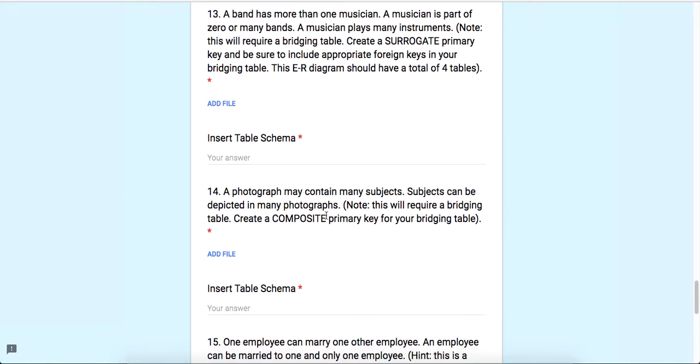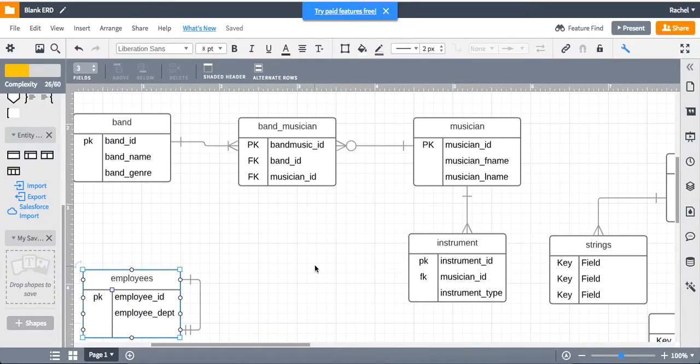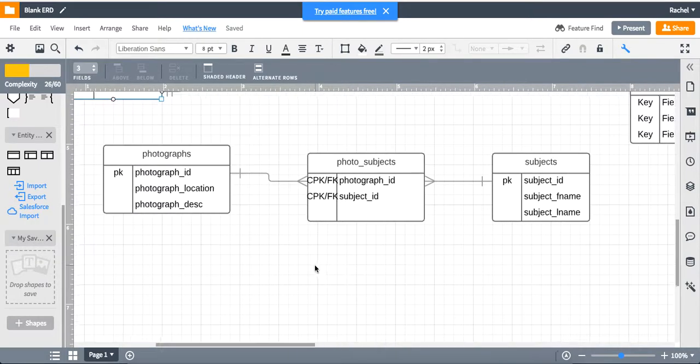For number 14, it's another situation where you're going to need that linking table because we're saying a photograph may contain many subjects. Subjects can be depicted in many photographs. So this would, again, require a one-to-many relationship. And if you go to the Lucid chart that I created here, you'll see that.